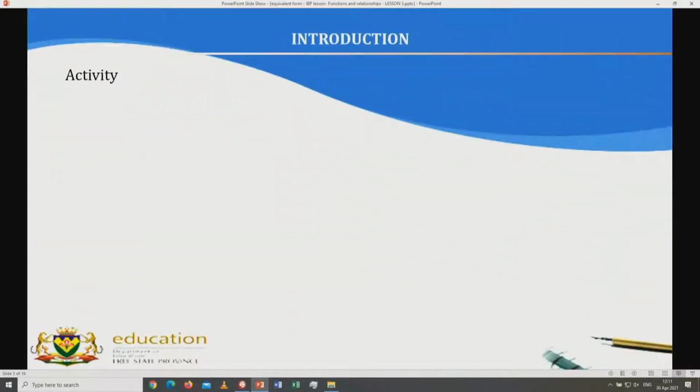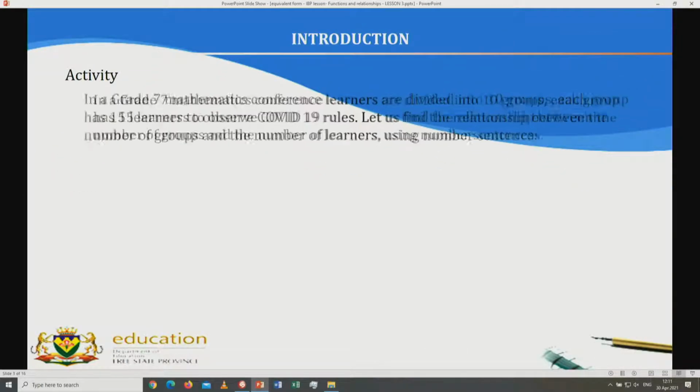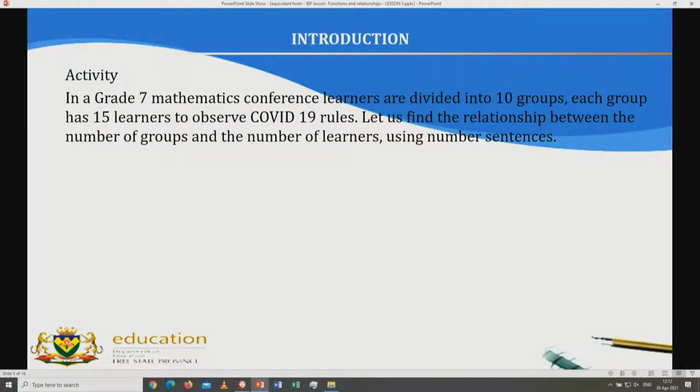Now, activity under our introduction. In a grade 7 mathematics conference, learners are divided into 10 groups. Each group has 15 learners to observe COVID-19 rules. Let us find the relationship between the number of groups and the number of learners using the number sentences.